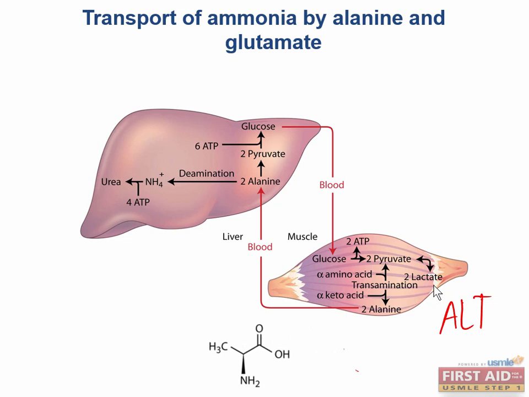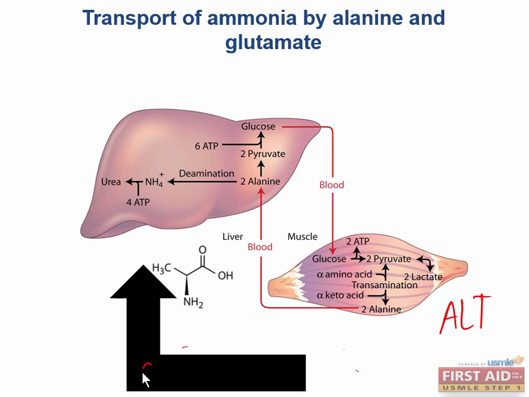This is the same enzyme that you measure for hepatic function testing. Alanine can then circulate through the blood via the Cahill cycle. So the alanine is going to transfer now in the bloodstream and make its way to the liver. Once in the liver, the previous reaction is going to be reversed.